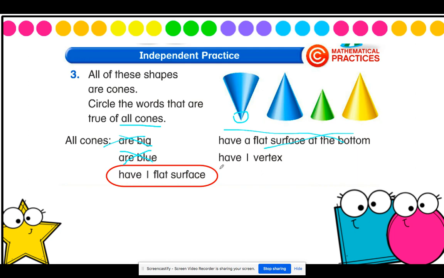Next one, the last clue says have one vertex. Well, let's think about what we know about cones and check these cones to see if that's true. We already circled that this one at the bottom here has one vertex. So let's go over to the second picture. I see at the top, again, it has only one vertex. The little green one also only has one vertex, and the yellow also has one vertex at the top. So do all of these cones have one vertex? I hope that you said yes, and these are my 2 clues for this word problem.